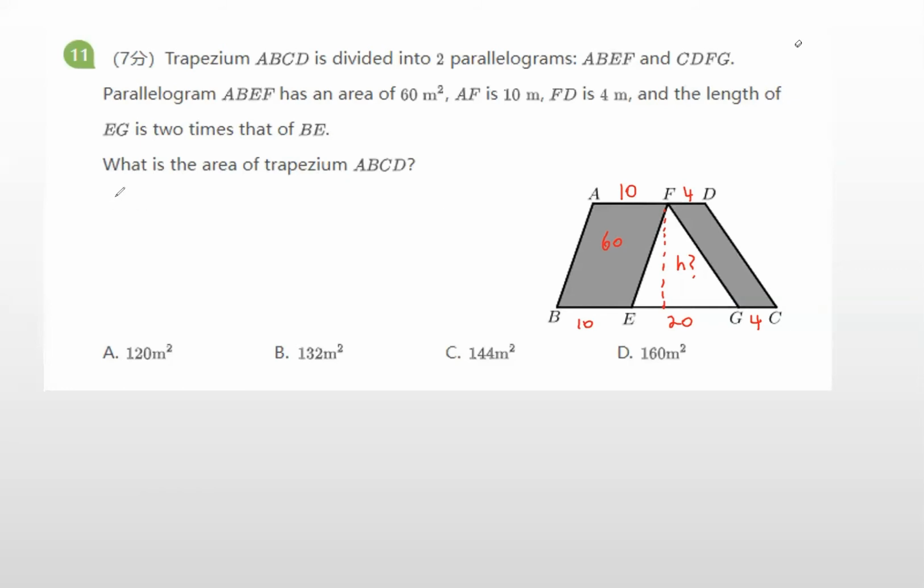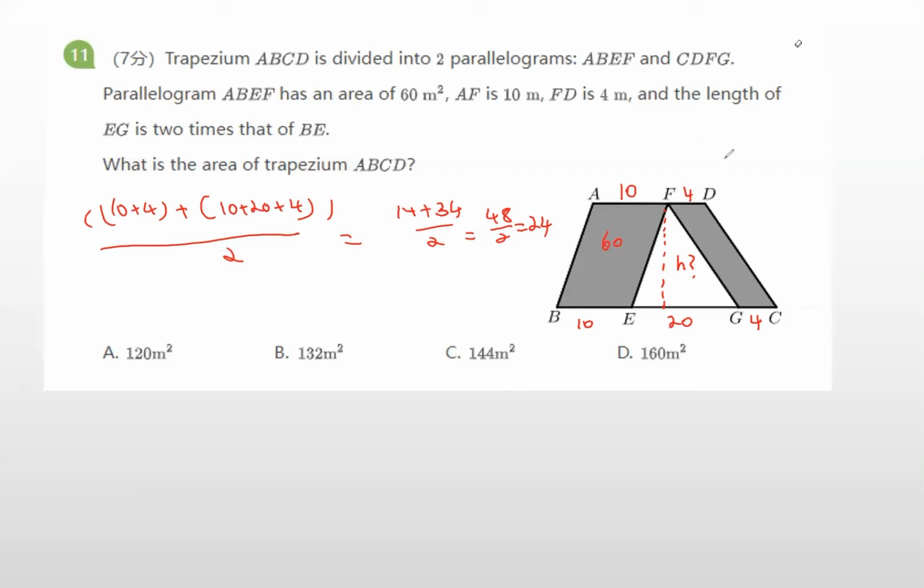So the top part is 10 plus 4. And we want to add the bottom part, which is 10 plus 20 plus 4, and divide by 2, right? So that's the average. That is 14 plus 34 divided by 2, which is 48 divided by 2, which is 24. Yeah, you can do that. What if our answer has more than one multiple of 24? Then we need to work out the height, right?